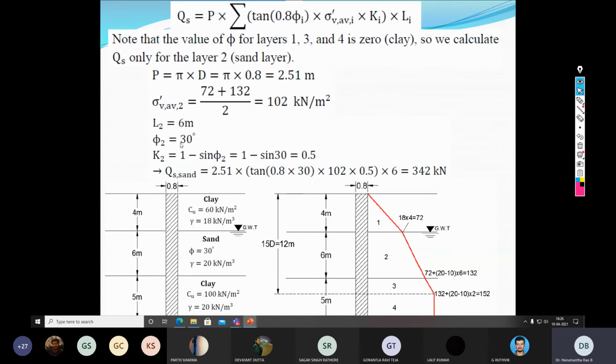The angle of internal friction of the sand layer is 30. And K, since we are using the bored pile, the equation for K of a bored pile is 1 minus sin phi. So substitute 1 minus sin 30, what you get is 0.5. Since I know all the terms in this Qs equation, substitute P as 2.51, tan delta, where delta is 0.8 times 30, sigma average is 102, K is 0.5, and length of the layer is 6. If you substitute everything into Qs sand, what you will get is 342 kilonewton.